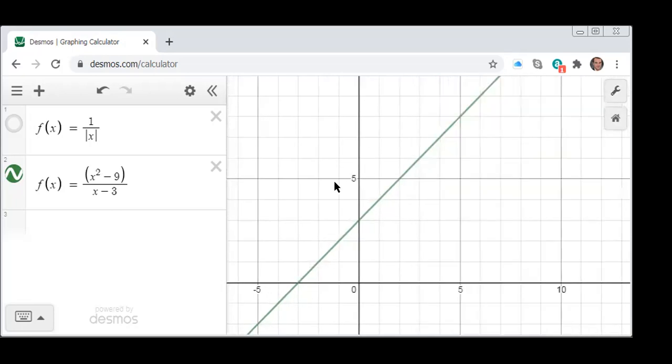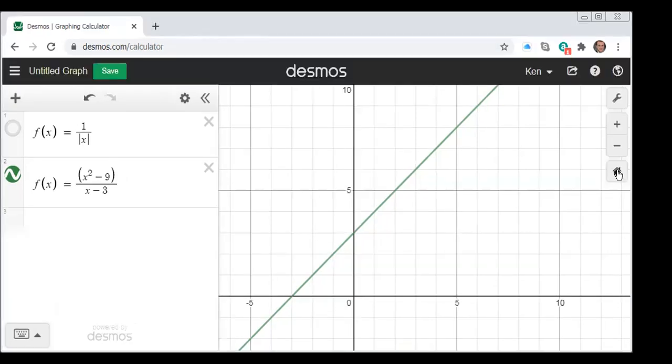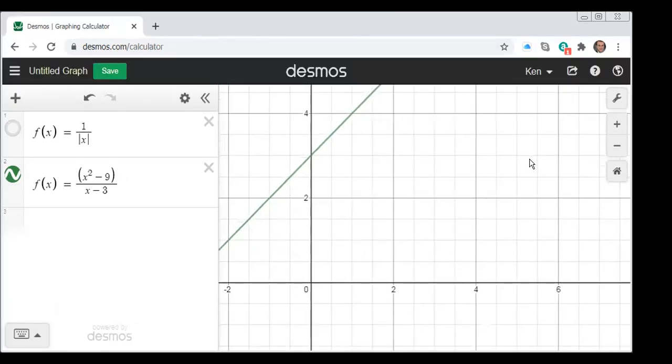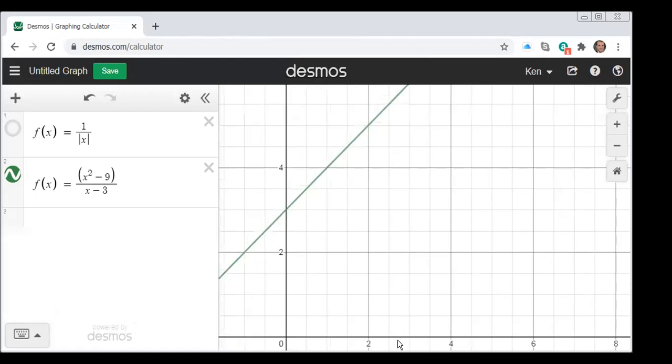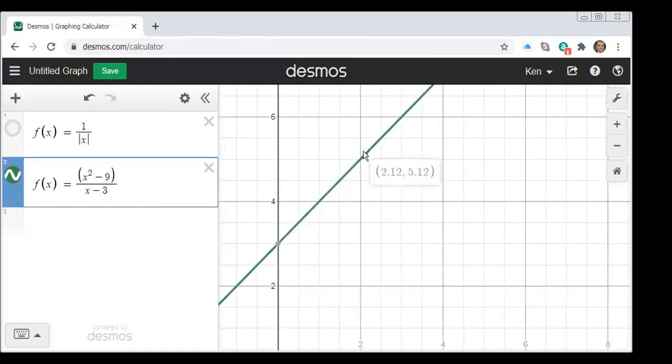Can I zoom in? So why can't I zoom in? There we go. But when x is equal to 3, the y value is going to be undefined. Let's see if we can get that from the software. Yeah, there it is. Desmos doesn't like to draw those circles, but you can see when x is equal to 3, it's undefined because you can't divide by 0.